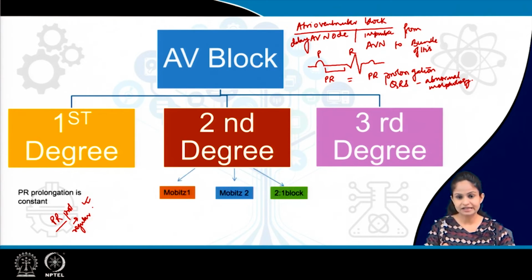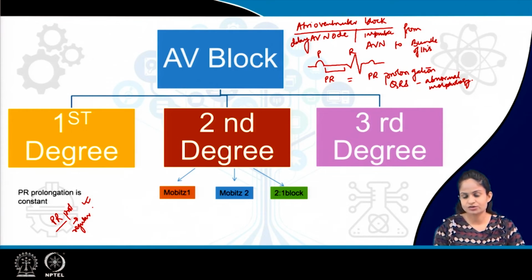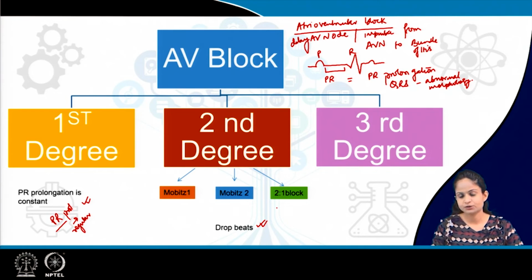In case of second degree heart block or AV block, there are various types, that is Mobitz 1, Mobitz 2 and 2:1 block. Now, usually the impulses are getting conducted, but since there is a delay or a hindrance to the conduction, the impulse does not get conducted from the AV node to the bundle of His, and hence the ventricular depolarization fails to occur. So, you will not be getting QRS complex over here, and that is nothing but the dropped beats. So, P waves will be present, but you will not be getting QRS complexes.